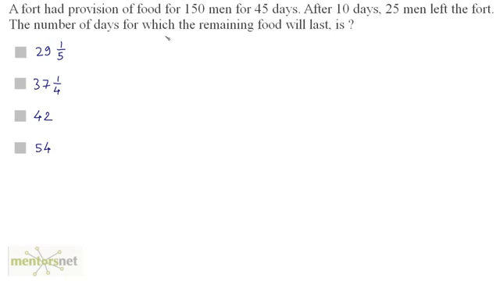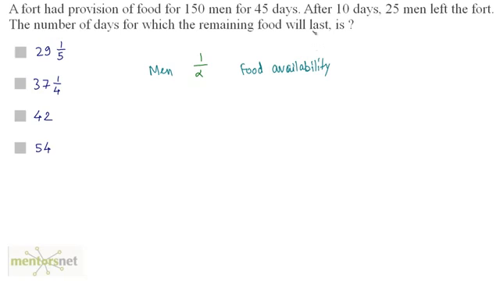A fort had provision for food for 150 men for 45 days. After 10 days, 25 men left the fort. The number of days for which the remaining food will last is. So we have again two quantities here. We have number of men and the food availability in days. Now the more the men, the more food will be consumed and the less will be the food availability in days. So the number of men is inversely proportional to the food availability.